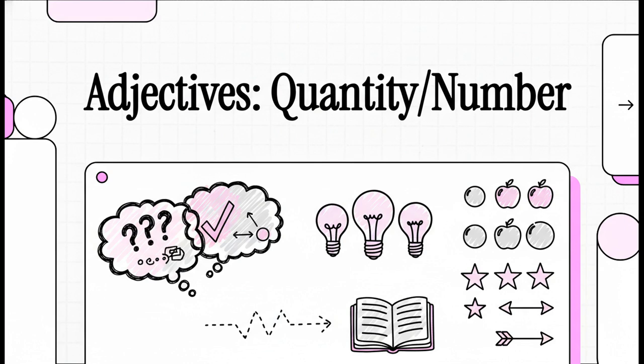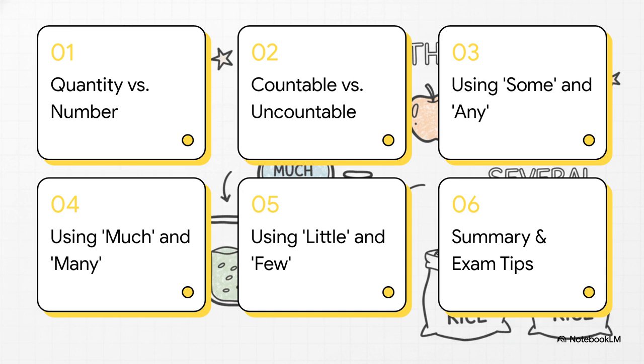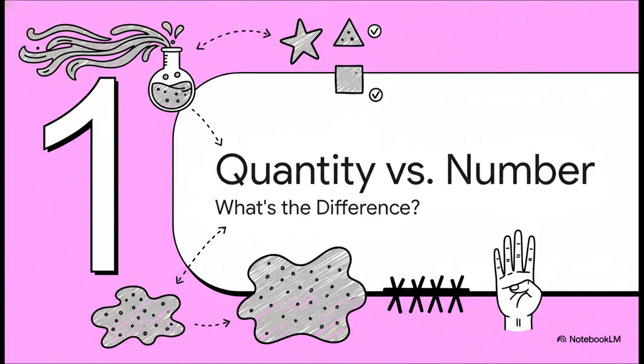So let's get started. Here is our plan for today. We'll build our understanding step by step to make sure that everything is perfectly clear. We'll start with the basics, then we will learn the most important rule, and then we'll look at each pair of adjectives one by one. And finally, we'll have a quick summary and some tips for your exam. Okay, let's dive right in.